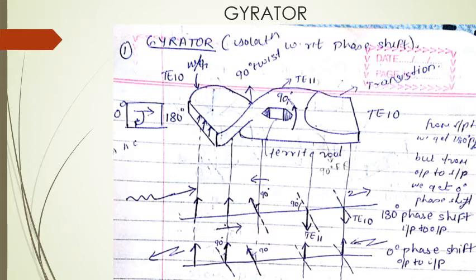In the constructional diagram, we actually start by having again the same rectangular waveguide. I hope you remember, it is TE10 dominant mode. At the front end and at the rear end, rectangular waveguide is there on both sides, and in the center you have the circular waveguide.